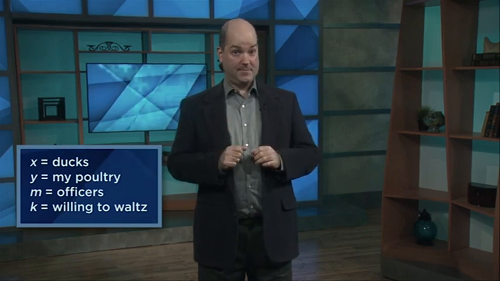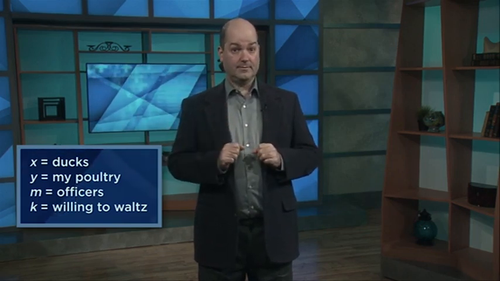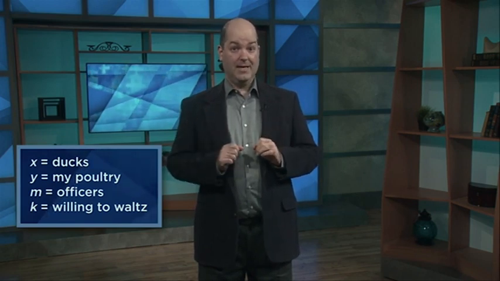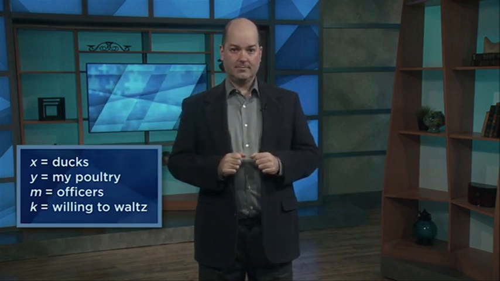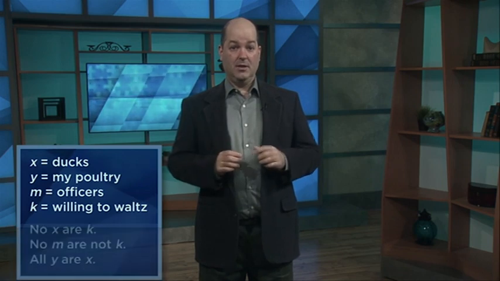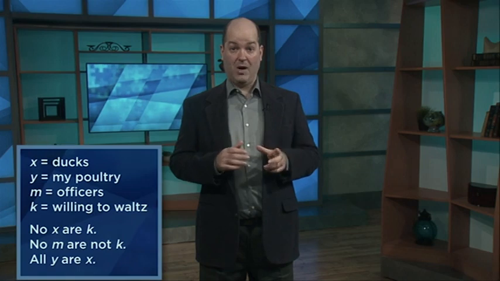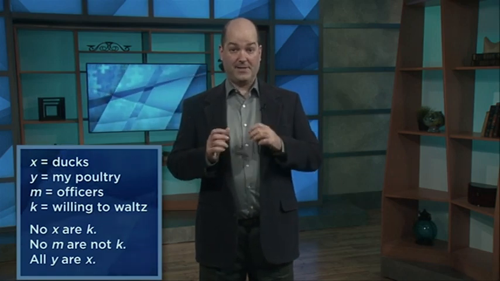When we considered pairs of categorical statements, we used a certain sort of Venn diagram that was useful for representing the relationships among the terms involved. Could we do something like that for three categorical statements? Indeed, we can. First, let's translate our statements into symbolic language to make the relationships easier to follow. We can set x equal to ducks, y equal to my poultry, m equal to officers, and k equal to willing to waltz. With this notation, our statements become no x are k, then no m are not k, and finally all y are x.